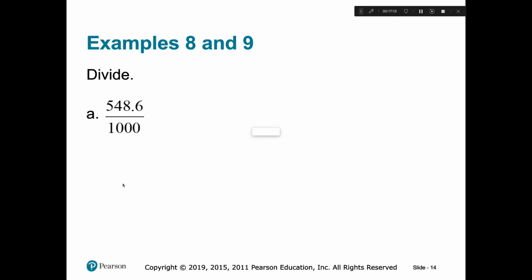So we are dividing 548 6/10 by 1,000. How many zeros are in my divisor? So how many places am I moving my decimal point? So my new number is 5,468 10,000ths.